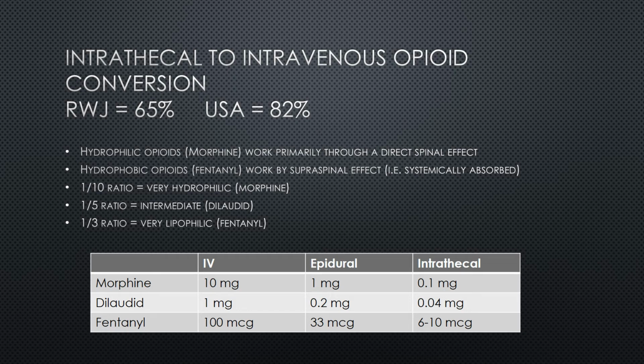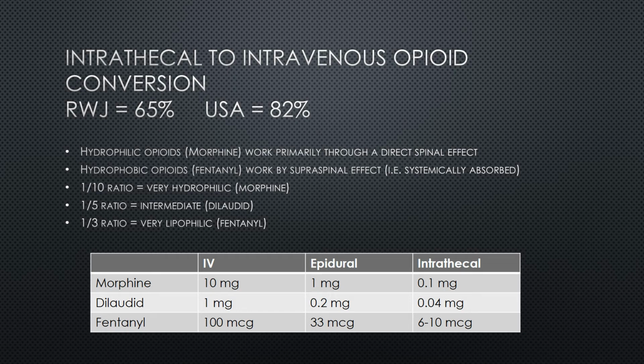When you talk about an intermediate opioid in terms of hydrophilicity, the ratio is about 1 to 5. Dilaudid is a perfect example. So 1 milligram of IV Dilaudid would be 0.2 milligrams of epidural Dilaudid, which would be 0.04 milligrams of intrathecal Dilaudid.